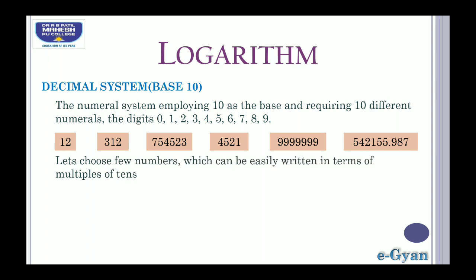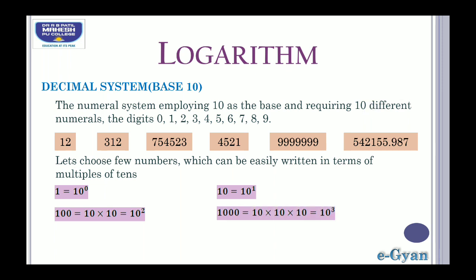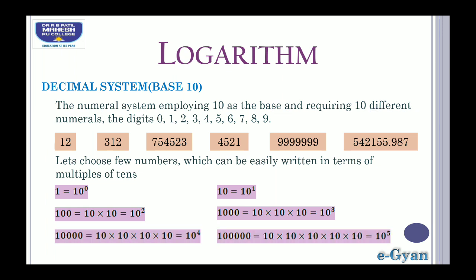Let us choose a few numbers which can be easily written in terms of multiples of 10 to understand the decimal system. 1 can be written as 10 to the power 0. 10 is equal to 10 to the power 1. 100, which is 10 into 10, can be written as 10 square or 10 to the power 2. 1000 is 10 to the power 3. 10,000 is 10 to the power 4 and 1 lakh is 10 to the power 5. So these are the numbers which can be easily written in multiples of tens.